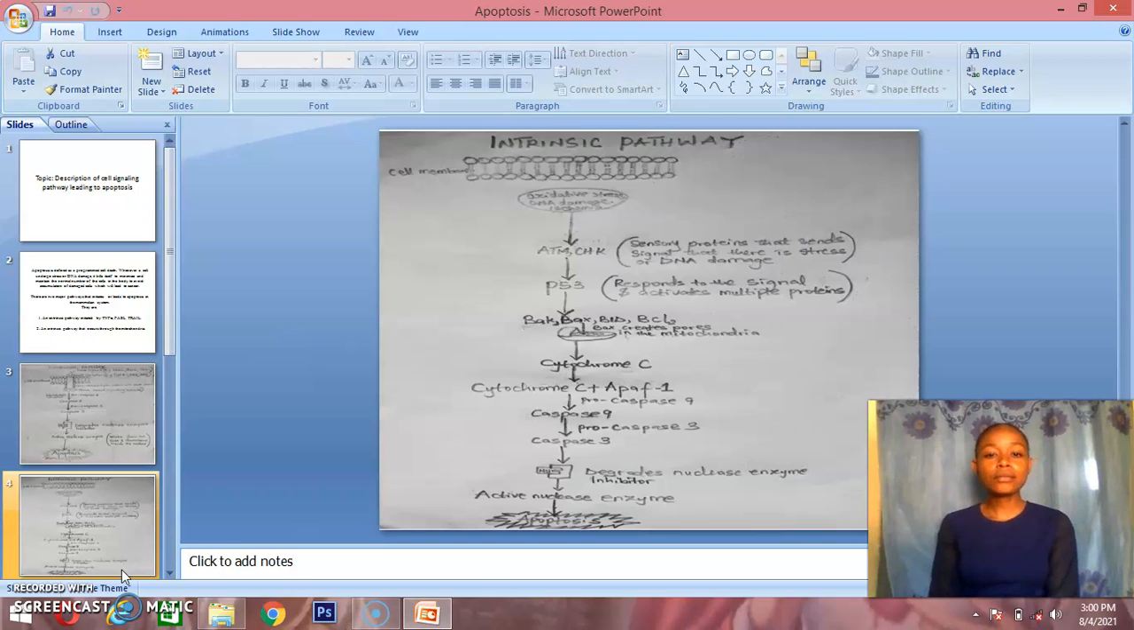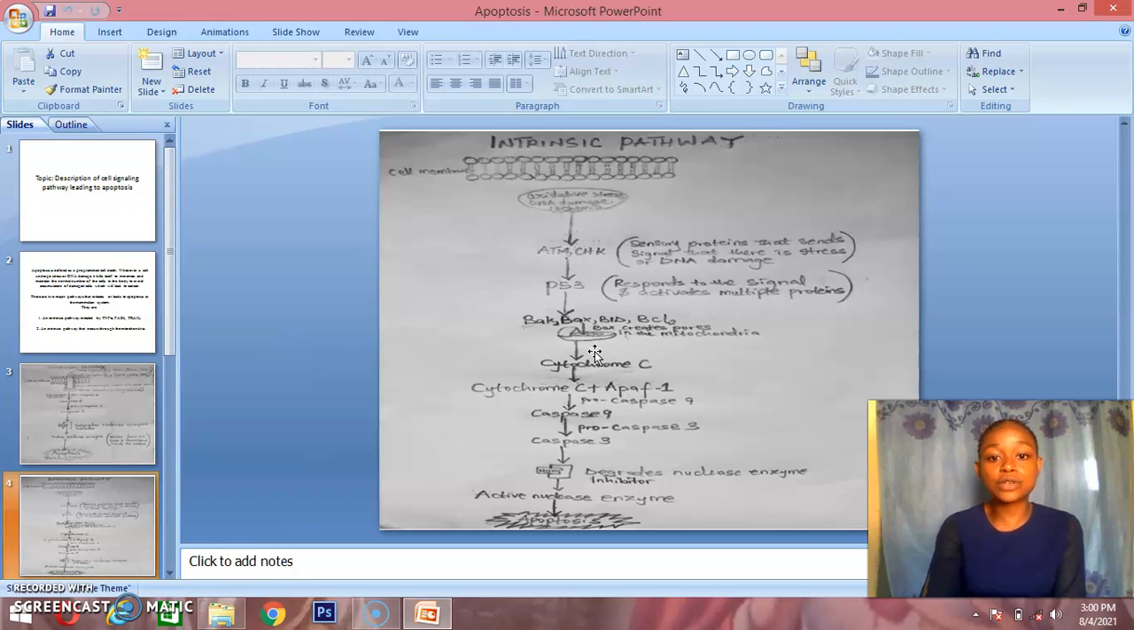Now, this intrinsic pathway, just like the name implies, the signal comes from inside of the cell. Whenever there is oxidative stress or DNA damage or injury, the ATM or CHK, which is the sensory protein, sends signal to P53. This P53 produces multiple proteins, as you can see on the screen. Time will not permit me to mention them.